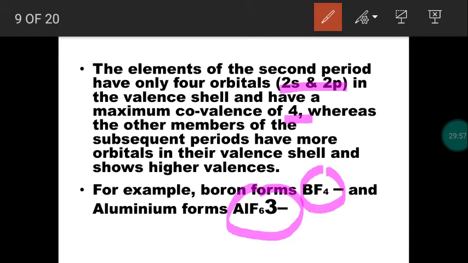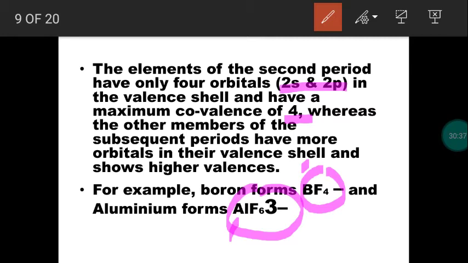So these two elements are in group number, what group? 13th group, right? Boron, aluminum, gallium, indium, thallium. These are the members of group number 13. Just observe the valency of these two elements. Boron, combining capacity 4. It combines with 4 fluorine atoms. What about aluminum? Aluminum is also in the same group. Combining capacity 6. It combines with 6 fluoride anions, right? So you may easily observe the difference in the chemical property.